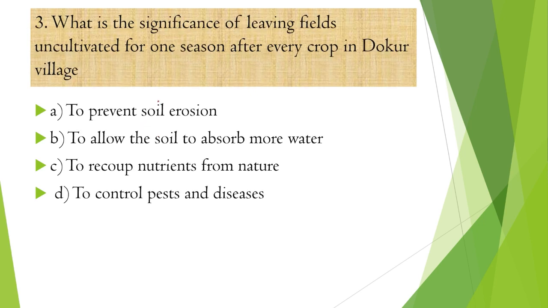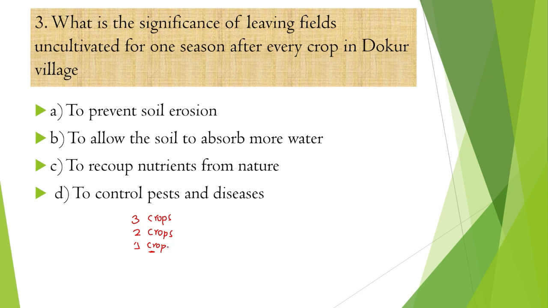Third question. What is the significance of leaving fields uncultivated for one season after every crop in Dokur village? Let us understand the question first. In every village, if water facility is available, then they go for three crops. If water facility is less available, then they go for two crops. And if very little water is available, then they go for only one crop.